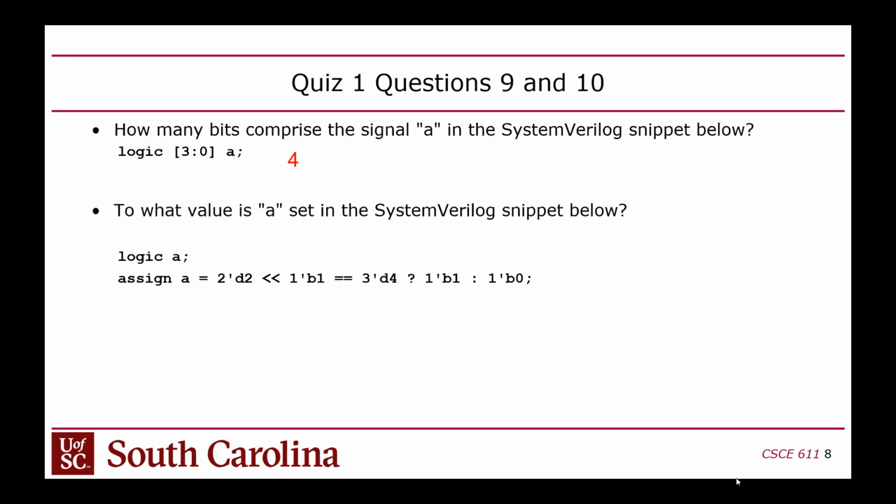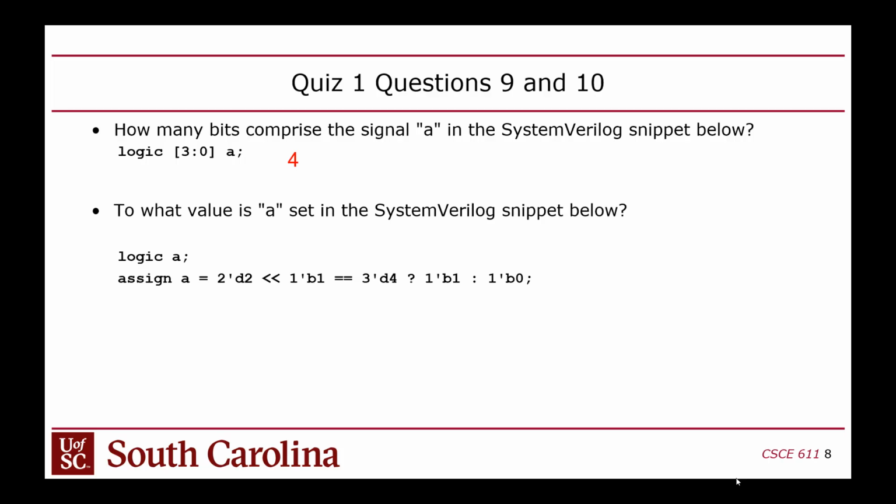And to what value is A set in the SystemVerilog snippet below? So this one is a little strange because this one is a ternary, and ternary has the lowest priority. So it's going to evaluate the condition first, even though I don't have any parentheses in there. And then, according to the order of operations, it's going to do the shift left before it does the comparison. So what ends up happening is you have a 2-bit signal shifted left by 1 bit. That's going to be like multiplying it by 2, right? So it's going to give you 4.